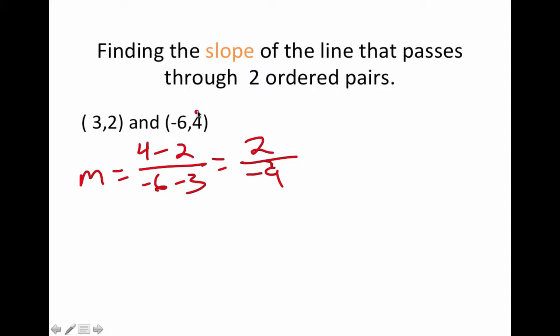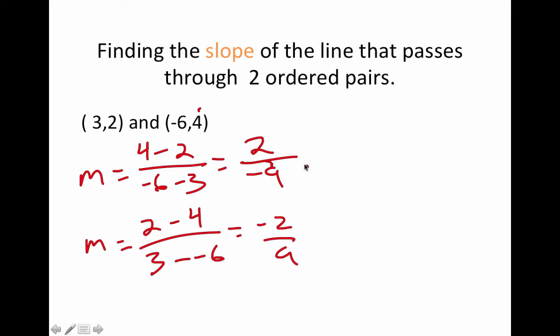Now I did these points first as x1, y1, but you also could have done it as 2 minus 4 over 3 minus negative 6. You get negative 2 over 9. Both of these are equal to negative 2/9, and that's your slope. We always leave our slope as a fraction.